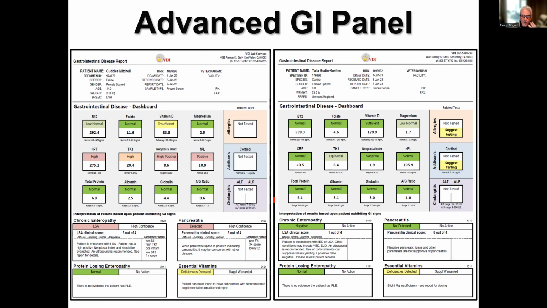Now, with all of VDI services, we have a dashboard to try to quickly communicate to you what's going on in that particular patient. And we use a lot of colors because color just communicates fast, right?